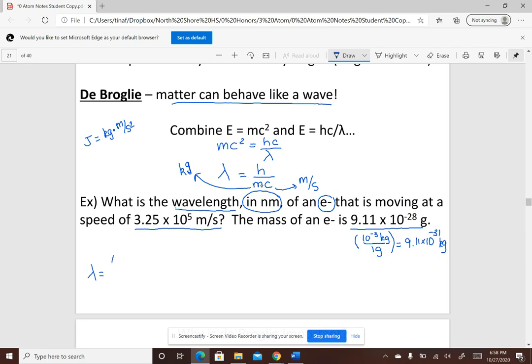So Planck's constant is 6.626 times 10 to the negative 34 joules per second. And I'm going to divide that by mass, which is 9.11 times 10 to the negative 31 kilograms, and speed, which is 3.25 times 10 to the 5th meters per second.